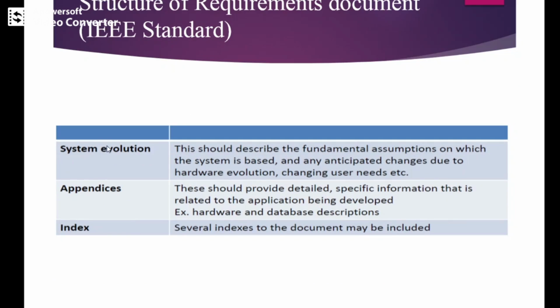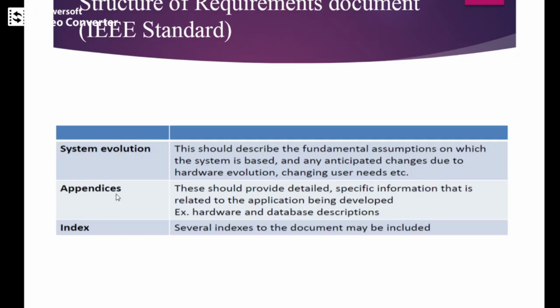Next chapter is system evolution. So this should describe the fundamental assumptions on which the system is based. So you need to explain the fundamental assumptions on which the system is based, and if at all any changes you can make for the system, that you can specify, due to changing user needs or due to hardware evolution. You can specify what changes you can make to your system.